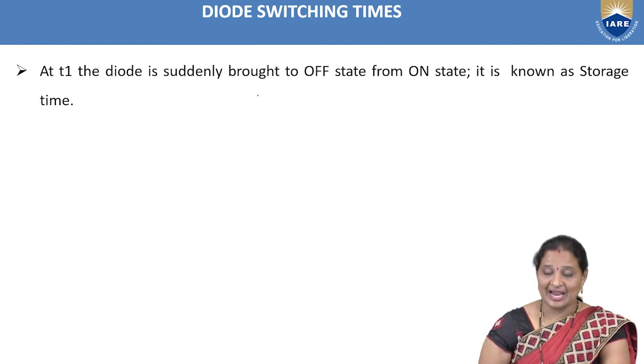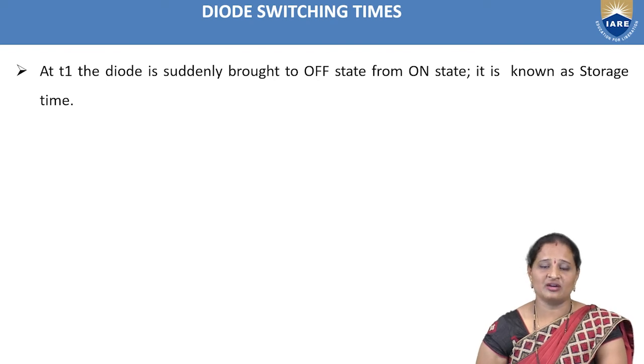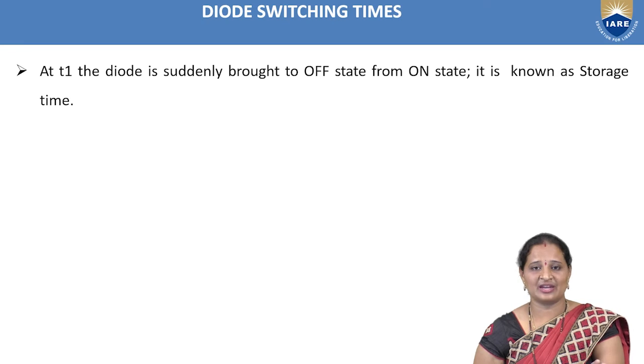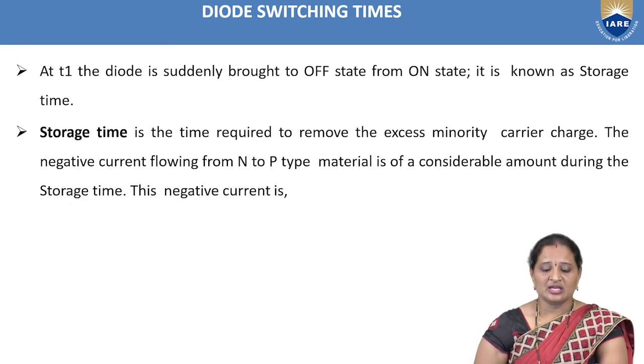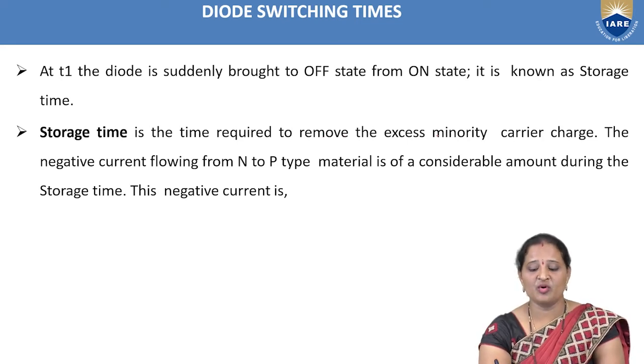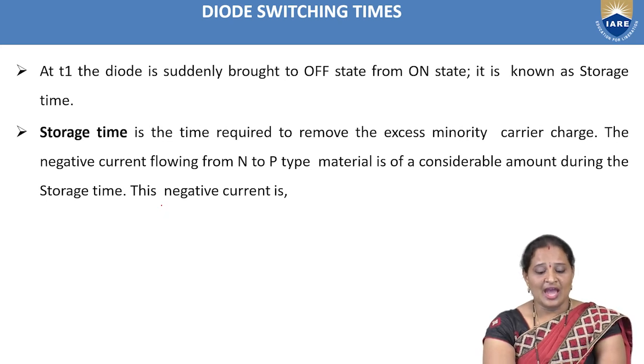So that means the diode requires some time to remove excess minority charge carriers near the junction, and the time required to remove that excess minority charge carrier concentration is called the storage time. So storage time is the time required to remove the excess minority carrier charge.